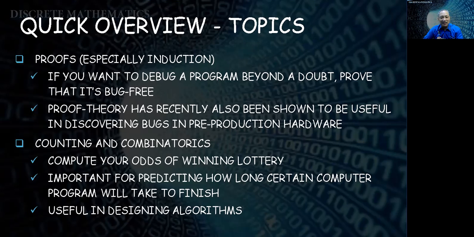Yeah, and then counting and combinatorics, we will go into detail on that. You can compute your odds of winning the lottery with it. This is talking about chance, probability in a way. Yeah, and it is important for predicting how long a certain computer program will take to finish. So when we do that, we can calculate this program.